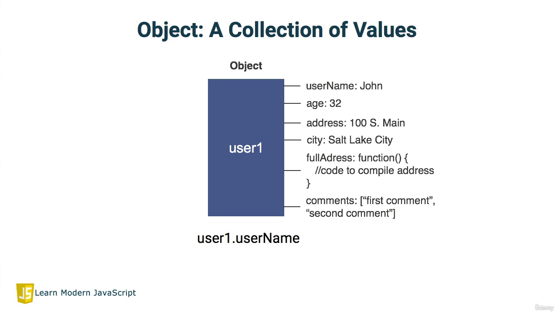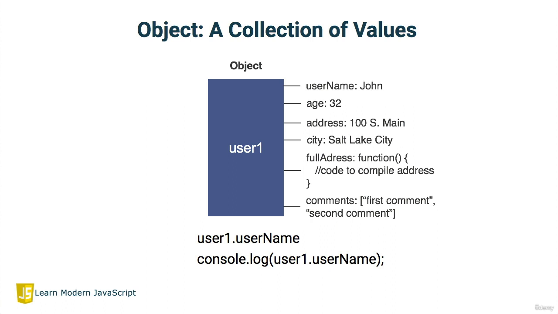So if we wanted to extract the username from this particular object, we would do user1.username. To show this sample in a JavaScript statement, we can use console.log. So it would be console.log user1.username, and that would display the username. That's the basic way you use dot notation to access the name-value pairs that are part of an object.